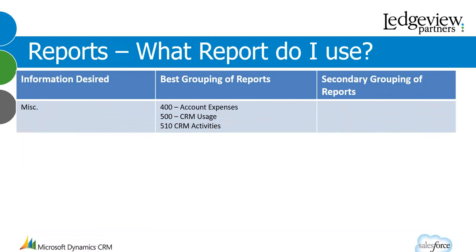A couple of miscellaneous reports that are out there are account expenses. Again, it's only really if you're using the account expense section within CRM that'll be a report you can pull. CRM usage, report 500, you'll be able to see how your users are actually utilizing CRM, how many opportunities they've put together over a certain amount of time, accounts, etc. And with activities, how many activities they created over a certain set of time.